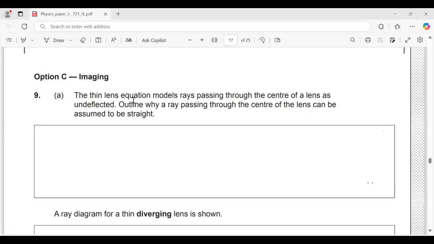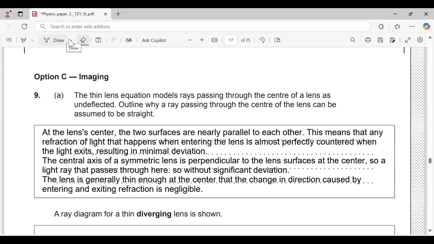Number 9: the thin lens equation models rays passing through the center of a lens as undeflected. Outline why a ray passing through the center of the lens can be assumed to be straight. I have provided my answer, my opinion about this question. So students, you may copy my opinion, or you may add something. This is my opinion. I will not read this.